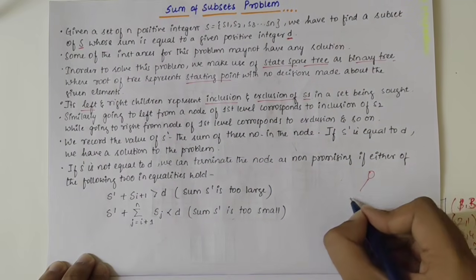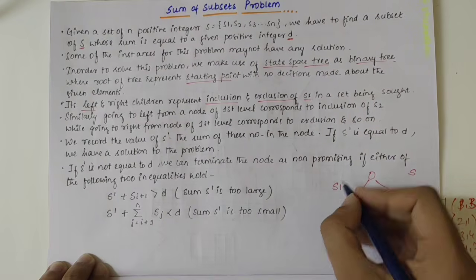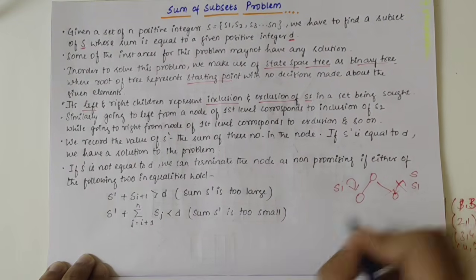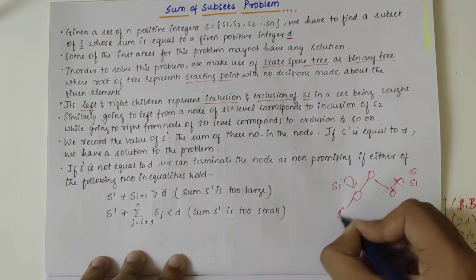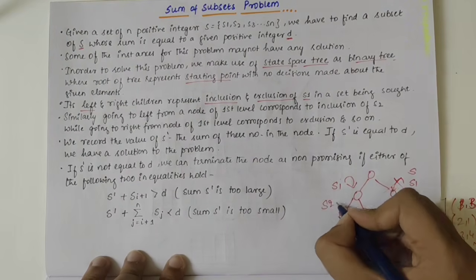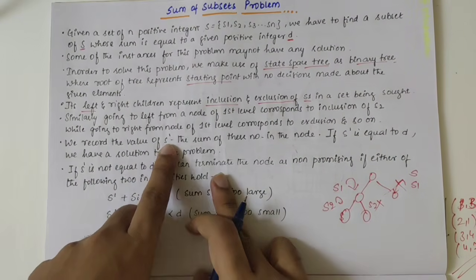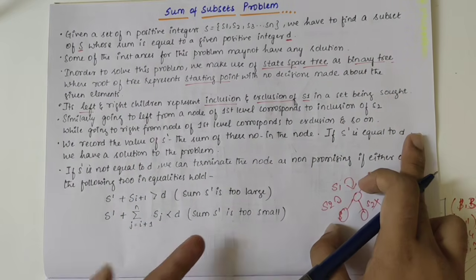So if this is the root node, this is S. Here S1 is included, and on the right side S1 is not included. This is the inclusion of S1 and this is the exclusion of S1. Coming to S2, here S2 would be included and here S2 would not be included. We record the value of S dash, the sum of these numbers, in the node. If S dash is equal to d, we have a solution for the problem.